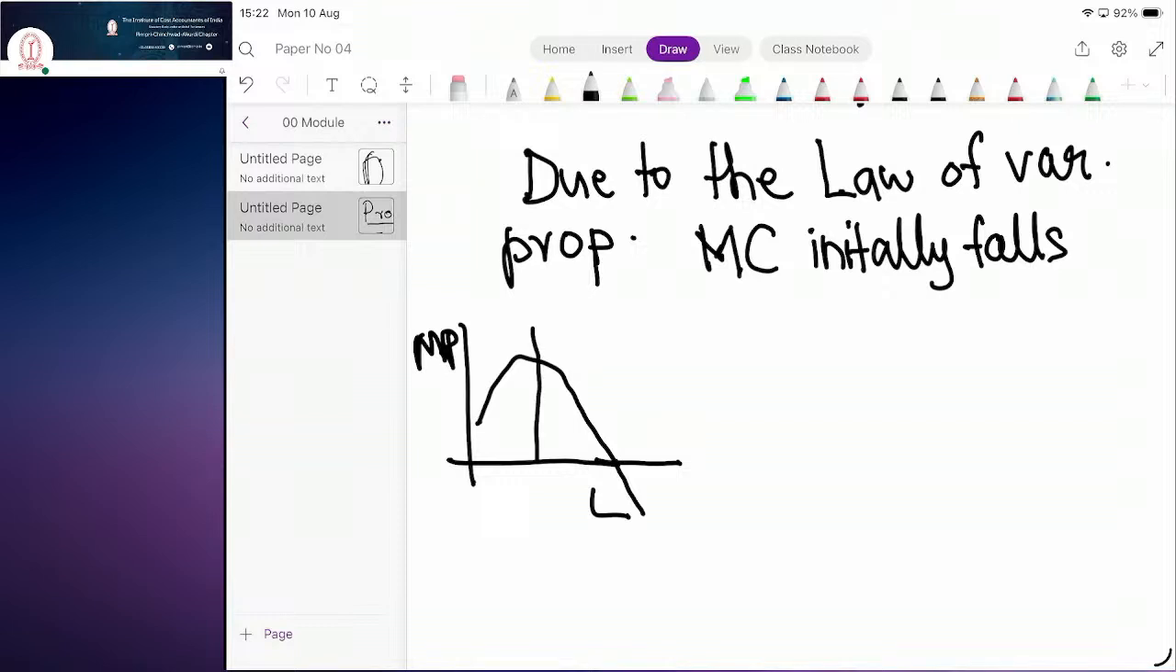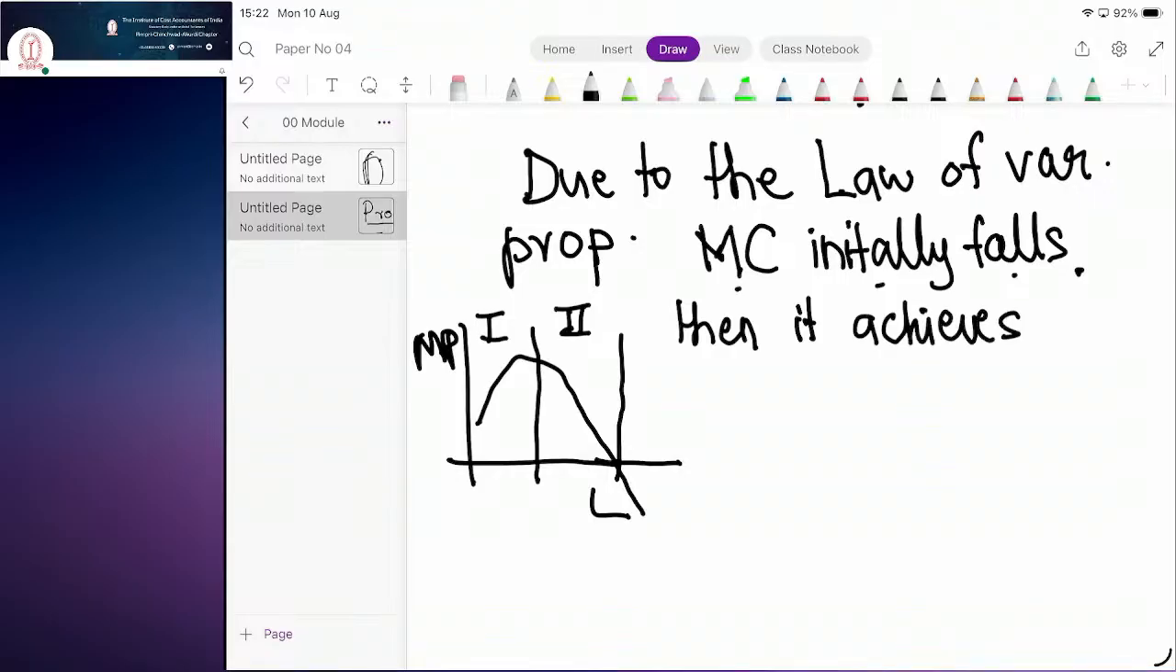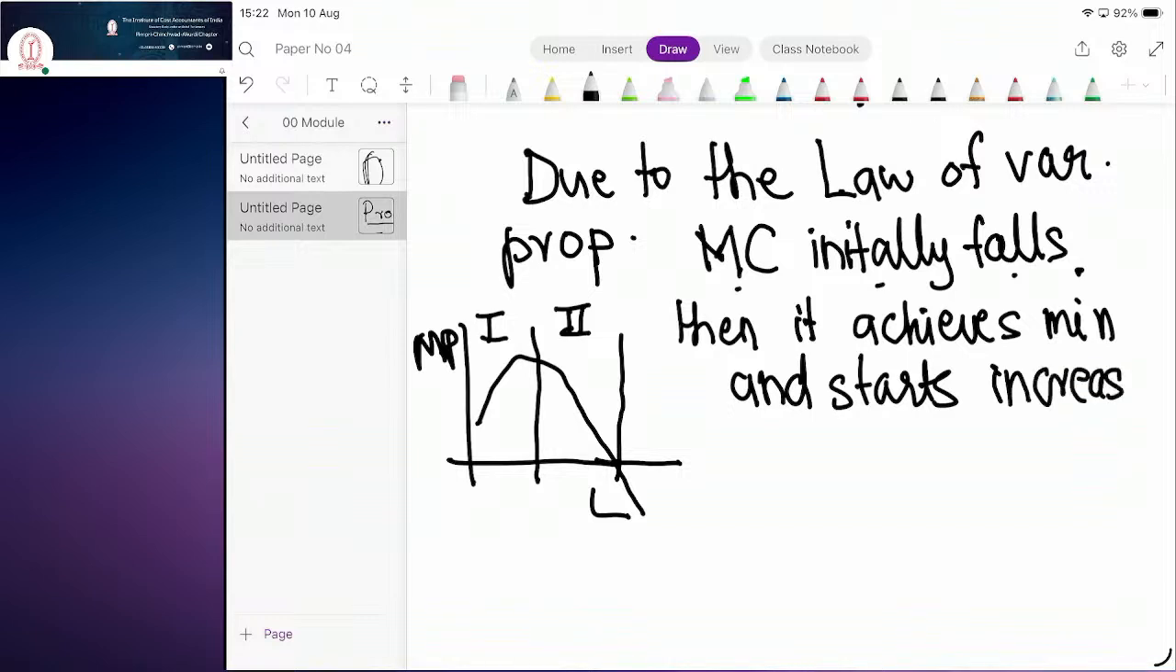This is your stage 1, this is your stage 2. So when it's in stage 1, due to the law of variable proportions, marginal cost initially falls. Then it enters into stage 2. Then it achieves minimum and starts increasing. So you have marginal cost.